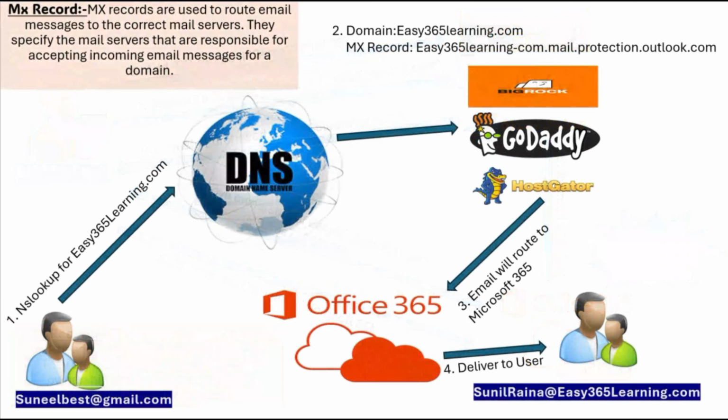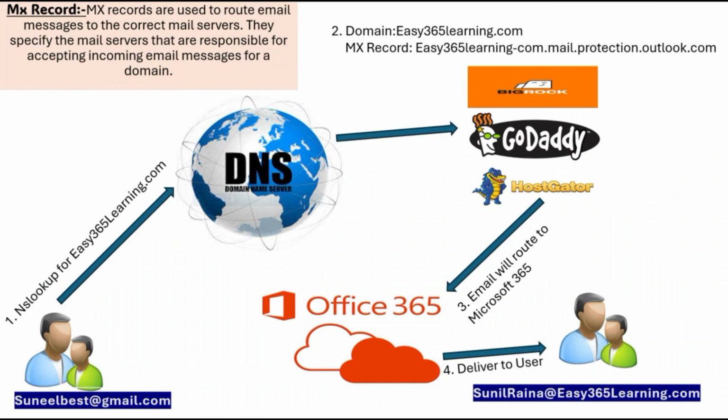Now let's talk about the MX record. As stated earlier, these records are used to route the email messages to the correct mail servers. So if you have added a domain in Office 365 and want to receive emails from an external source, you need to ensure that the MX record is updated there in the DNS host. Otherwise, the emails will not be delivered to the Office 365 user. So let's take an example where we have an external user who is on a Gmail server and wants to send an email to an Office 365 user.